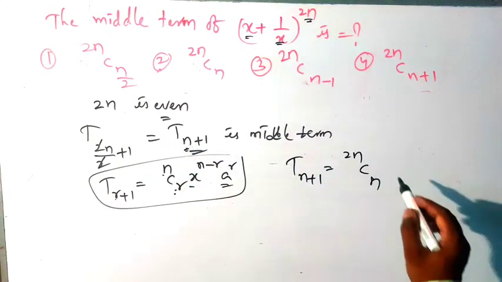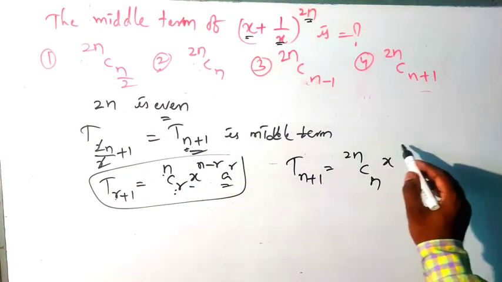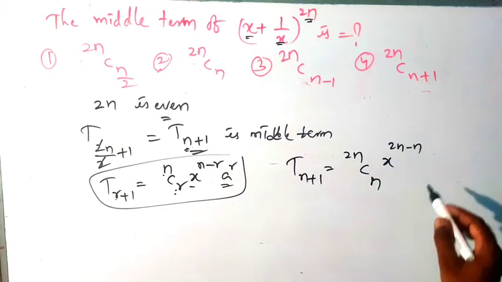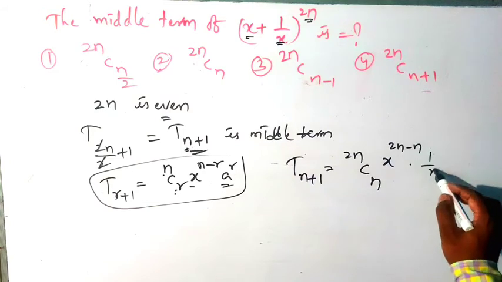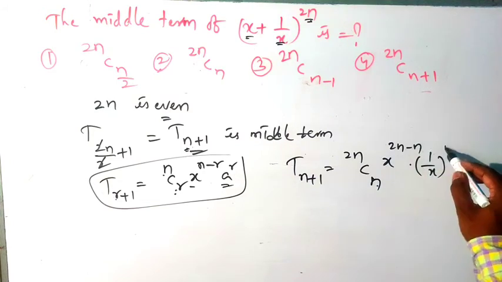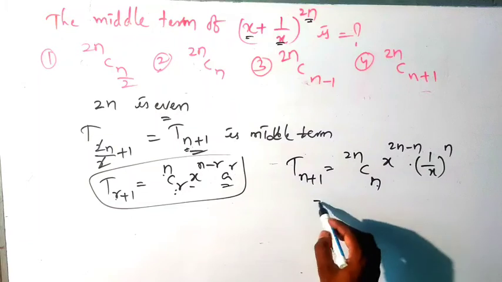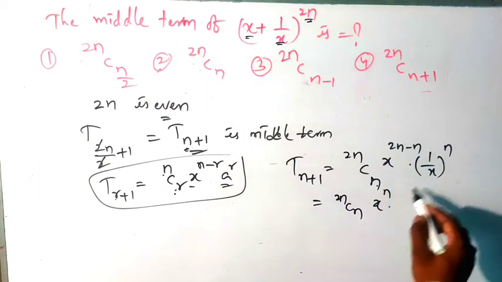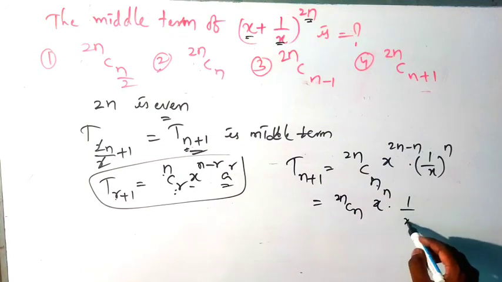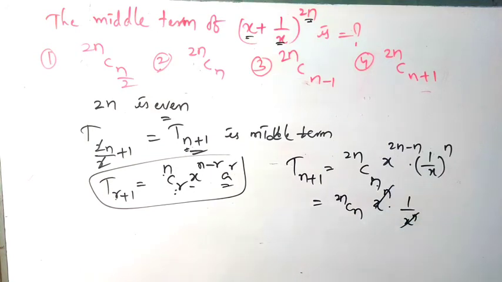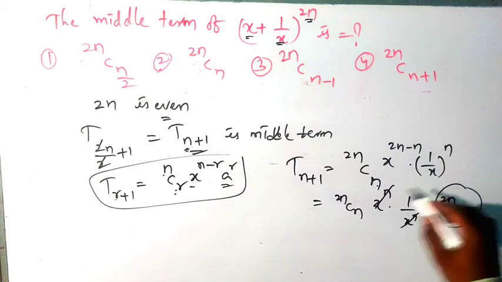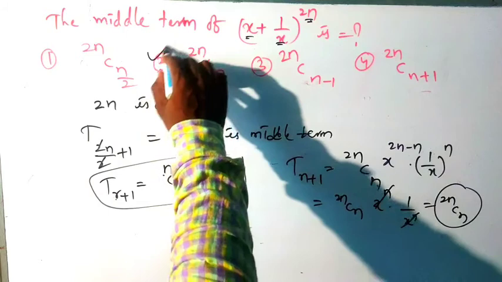Next, x as it is: x to the power of (2n minus n), into (1/x) whole power of n. So that is 2nCn, x to the power of n, times 1/x to the power of n. So x to the power of n is cancelled, and we get 2nCn. So 2nCn is the middle term of the given expansion, and the second option is the right answer.